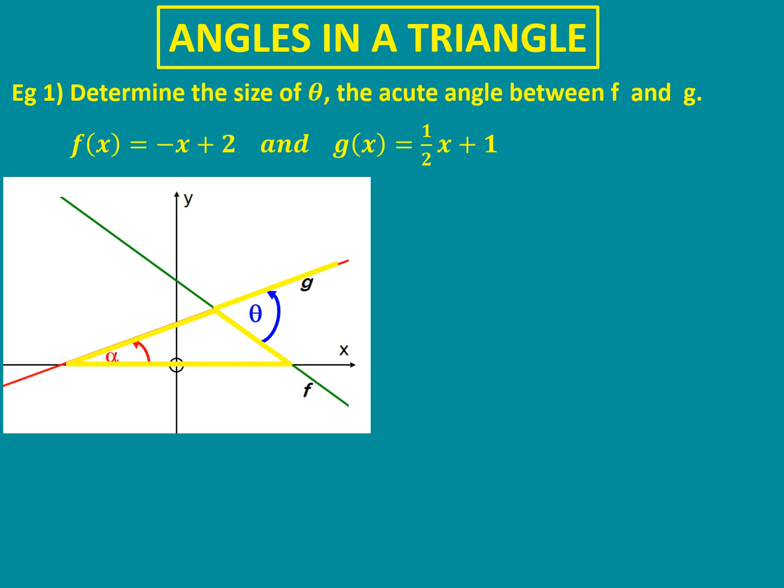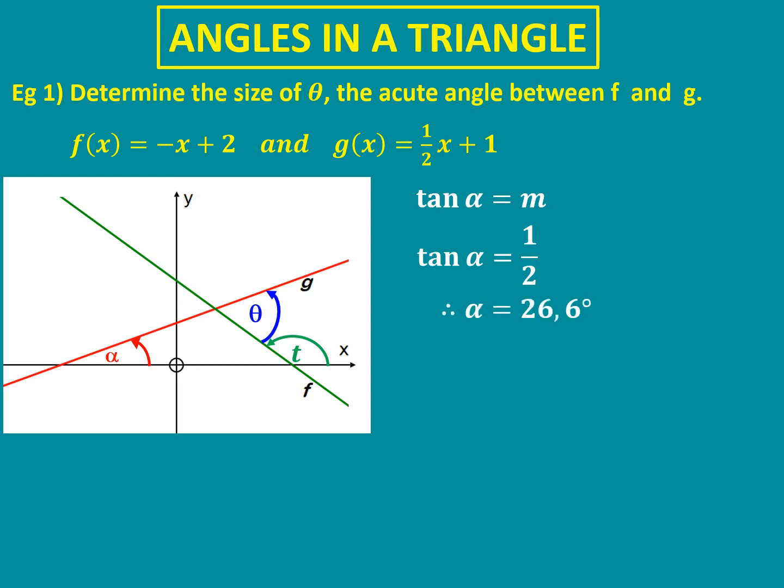So I want to work out angle alpha, and I want to work out angle T. Now angle alpha is going to be the inclination of line g. In other words, tan alpha is going to be the gradient of line g. And the gradient of line g is a half. So tan alpha is equal to a half. And on your calculator, shift tan a half, and you get an angle of 26,6 degrees. So angle alpha is 26,6 degrees.